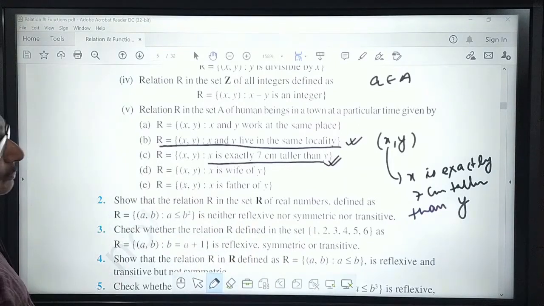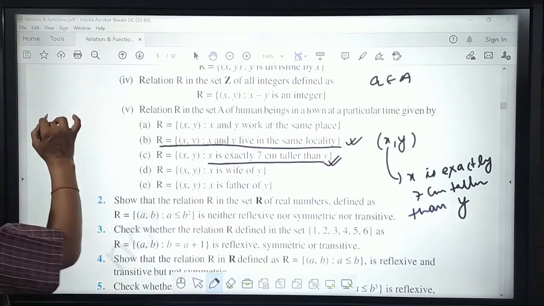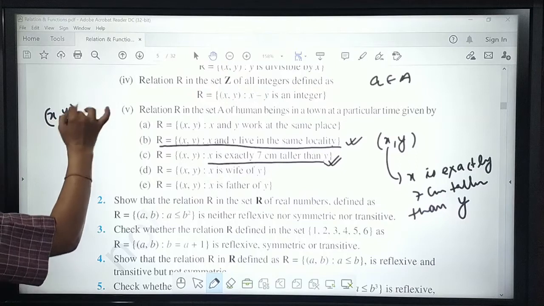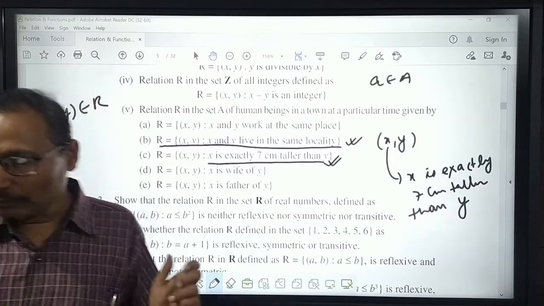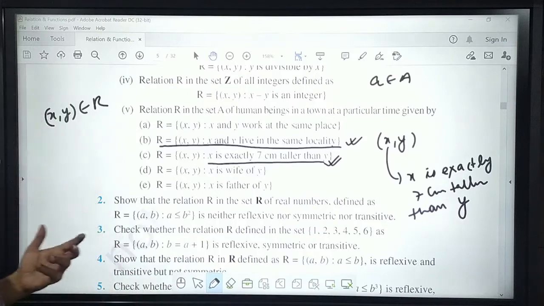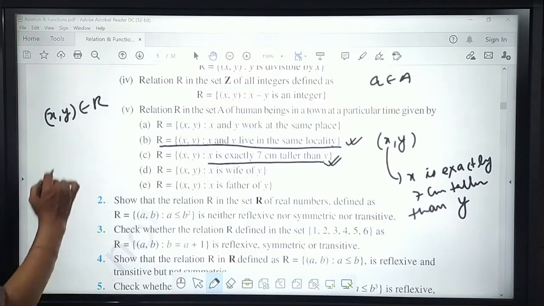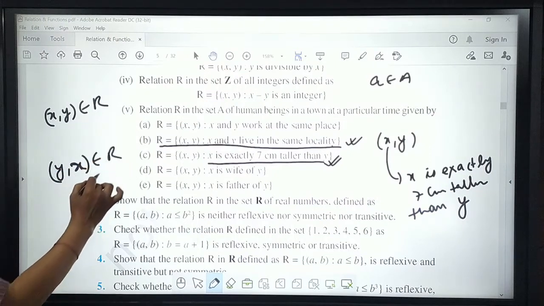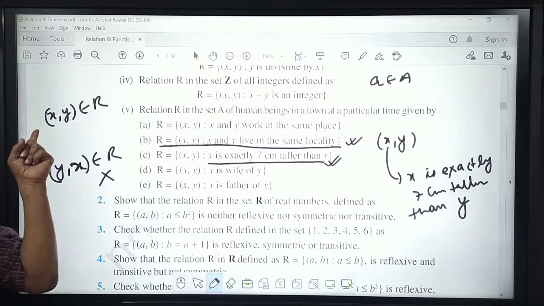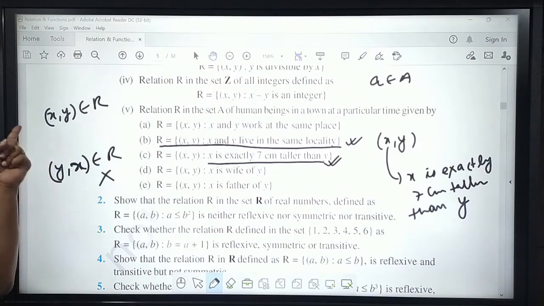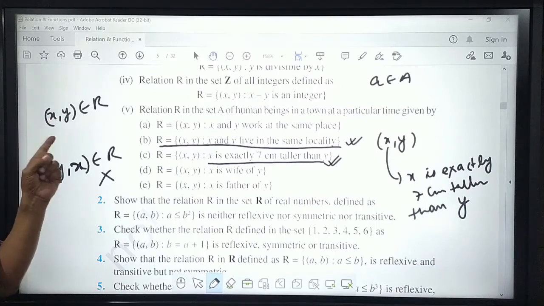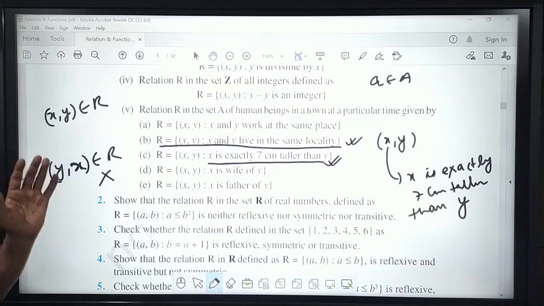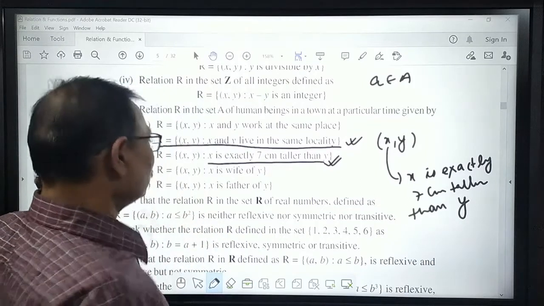And now what about symmetricity? Suppose that a pair X comma Y belongs to R. Then think about whether Y comma X belongs to R or not. No, never. It cannot belong, because whenever x comma y belongs to R, it means that x is 7 centimeter taller than y. Now tell me, is y exactly 7 centimeter taller than x? No, never. It cannot happen. So it is not symmetric.